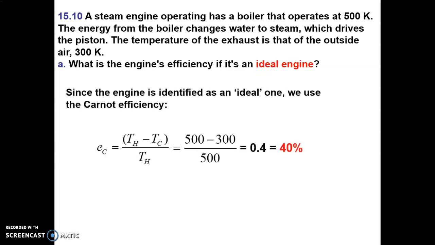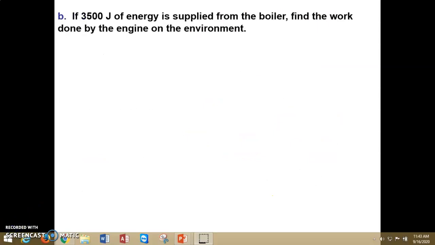The math is really easy. You present it as a percentage. Efficiency is always something over something else, output over input. And so we're only getting about 40% there. The practice problem: can you solve this?